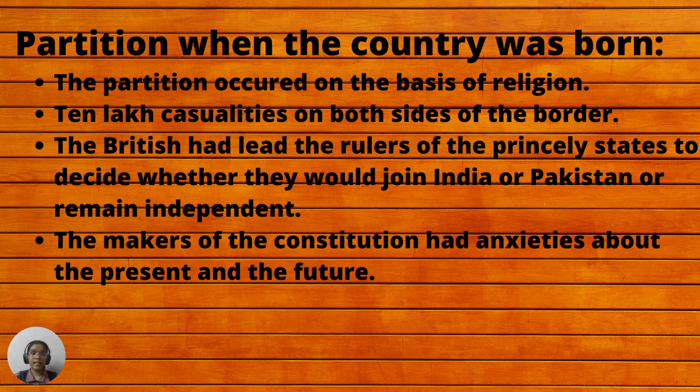10 lakh people died on both sides of the border because of partition-related violence. The British had left the rulers of the princely states to decide whether they would join India or Pakistan or remain independent, which was another problem. The makers of the constitution had anxieties about the present and the future because of these difficult circumstances.